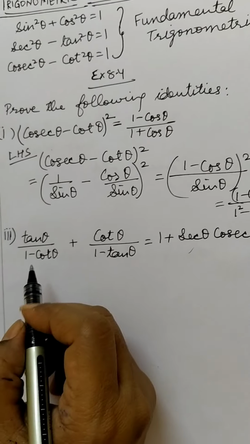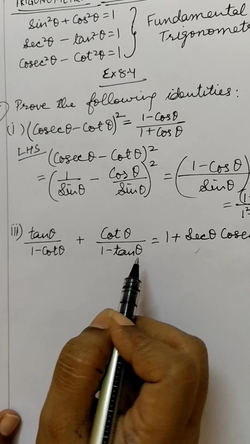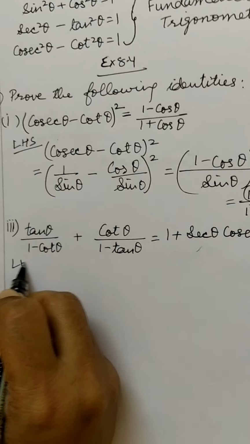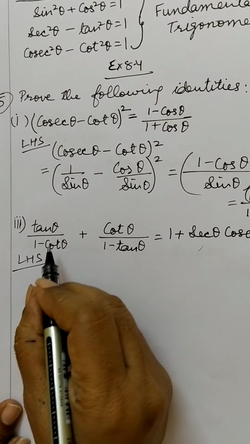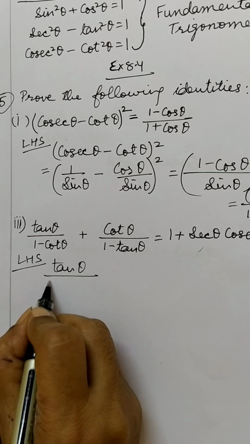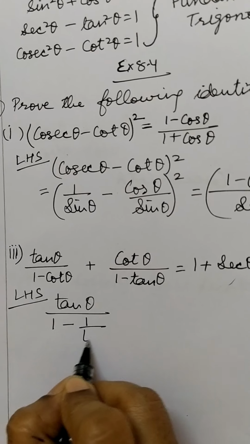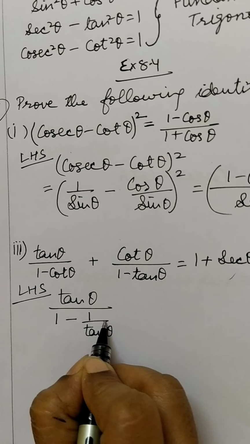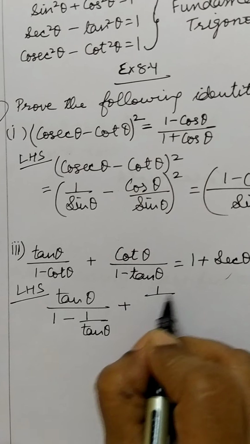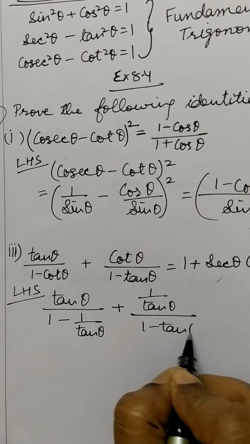Let me do it. Tan theta upon 1 minus cot theta plus cot theta upon 1 minus tan theta, you have to prove that is equal to 1 plus sec theta cosec theta. Let us start with left hand side. Tan theta upon 1 minus cot theta. Cot theta we can write as 1 upon tan theta, because tan theta and cot theta are reciprocals of each other. Plus similarly here also cot theta is 1 upon tan theta.